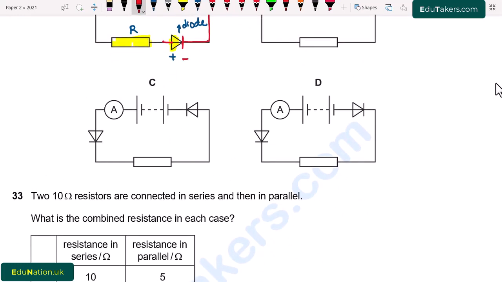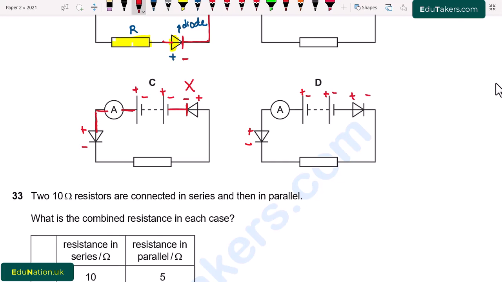Option C. So first of all, this is negative positive, positive negative, positive negative, positive negative. So the positive side of the diode is attached with the positive, and here the negative side of the diode is attached with the negative. So it is also forward biased, current passing through the circuit, and the ammeter shows a reading. So it is also incorrect. And last option D. Here this is again positive negative.